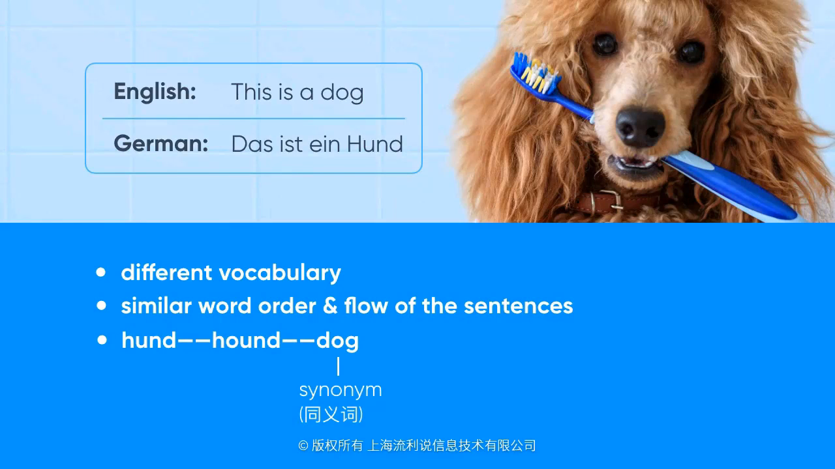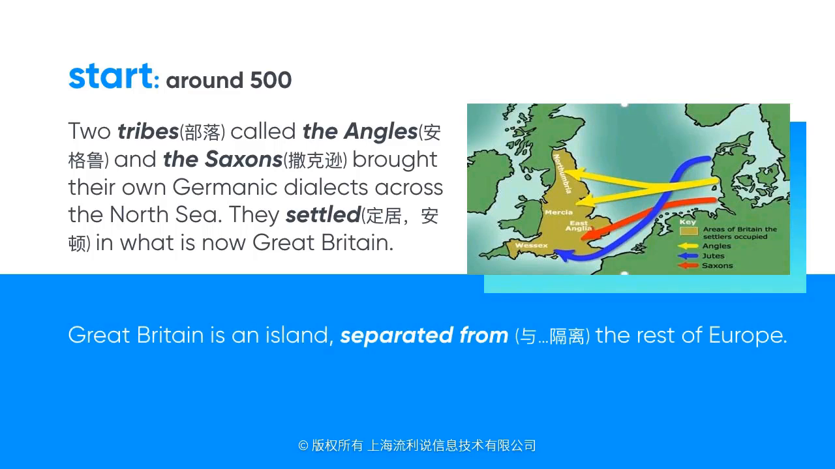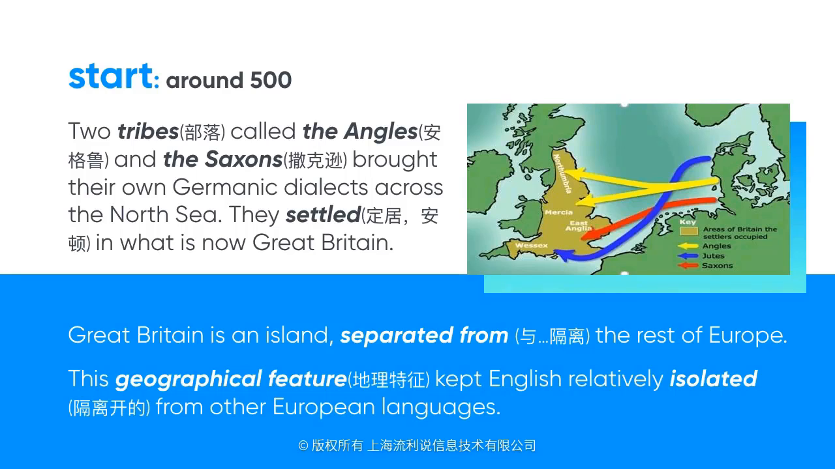The English language started sometime around the year 500. Two tribes called the Angles and the Saxons brought their own Germanic dialects across the North Sea. They settled in what is now Great Britain. Great Britain is an island separated from the rest of Europe. This geographical feature kept English relatively isolated from other European languages, especially in the early years.